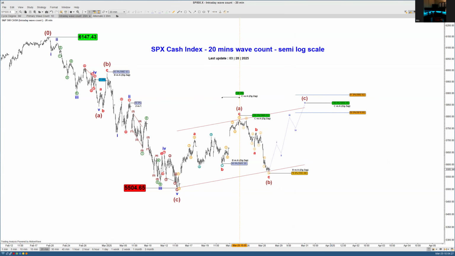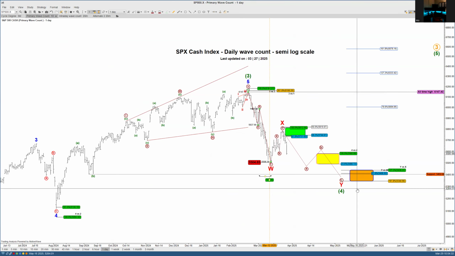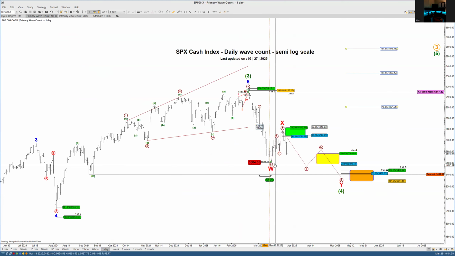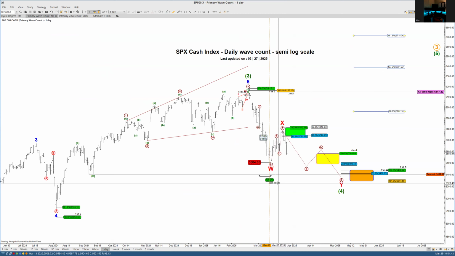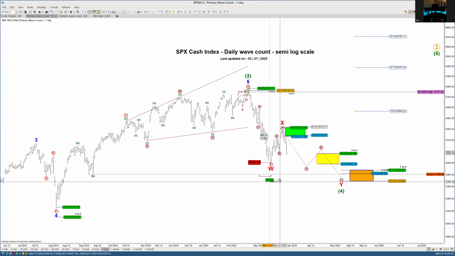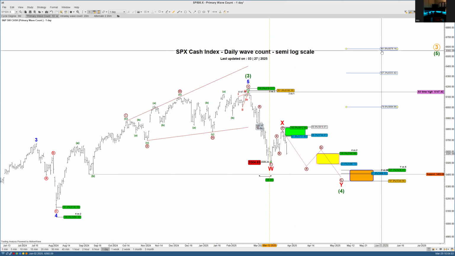If we make a new low, the number will drop. Keep that in mind. The number will drop, and that is going to give you a much bigger upside as well.